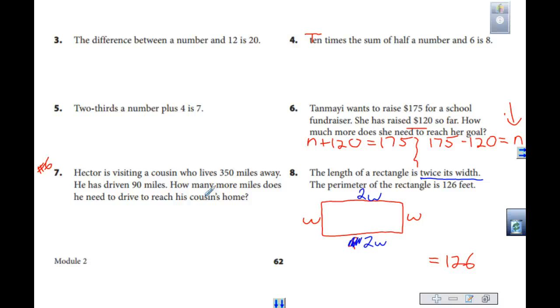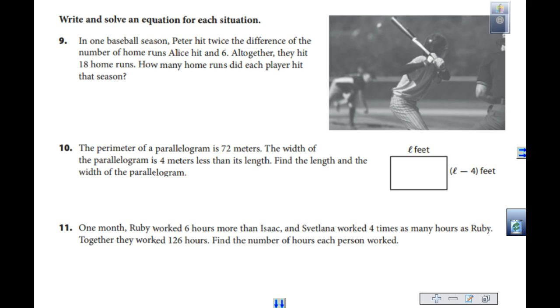Number 5. That's the same as we did on the first slide, 2/3. Now, number 9, that's the one I want you to skip. We'll go over that together a little later. Okay?